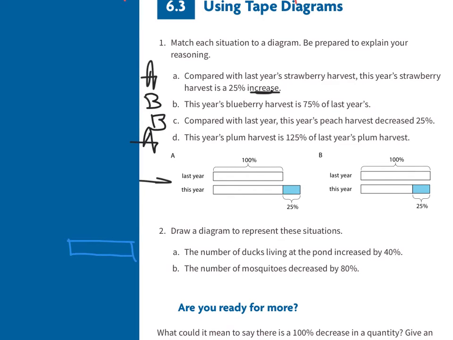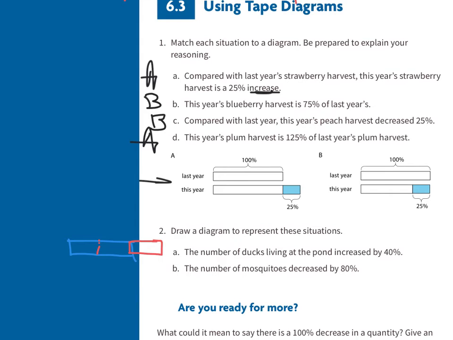There's my tape diagram, and then it says it increased by 40%. So 40%, if I draw a dotted line, that's about halfway, right? So it's going to be almost that big, something like that. Okay, it doesn't have to be exact, just there you go.